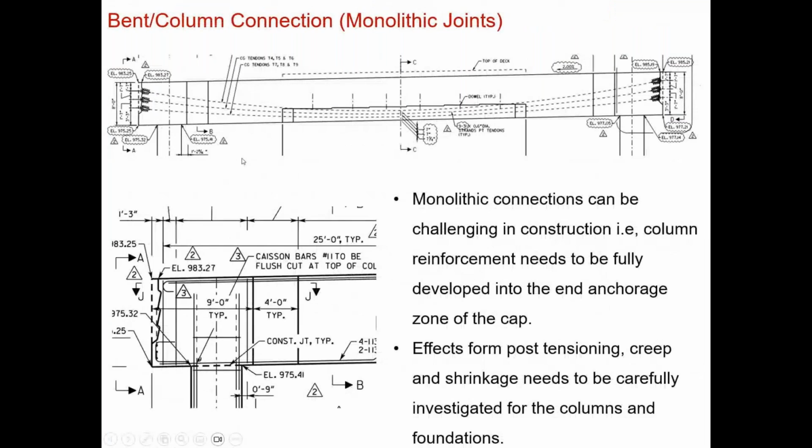So moving to the bent column connection. This is an example of a monolithic joint or monolithic connection. So this is when you cast the column and the cap all together.